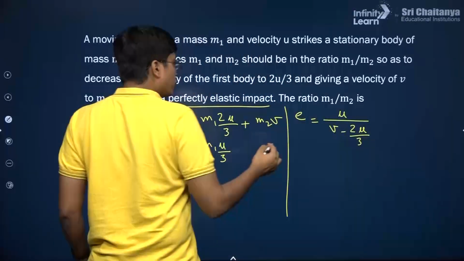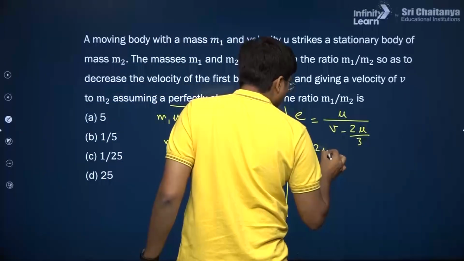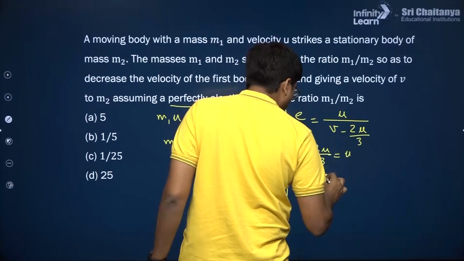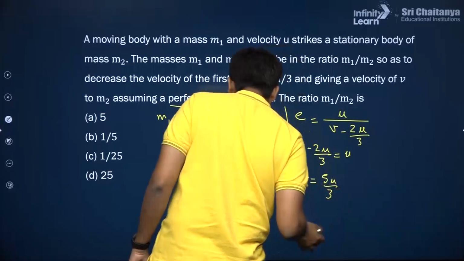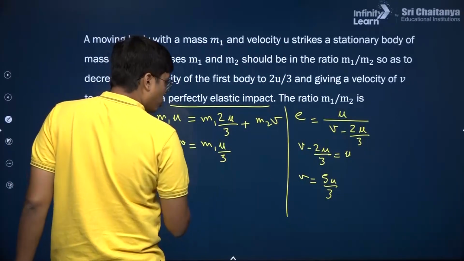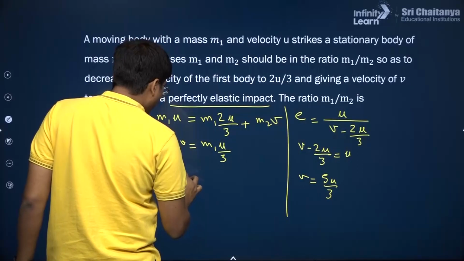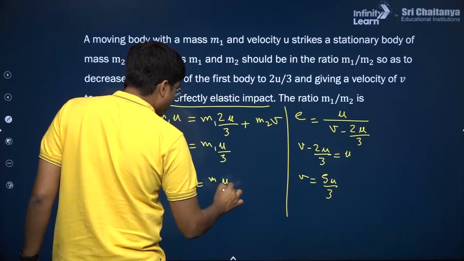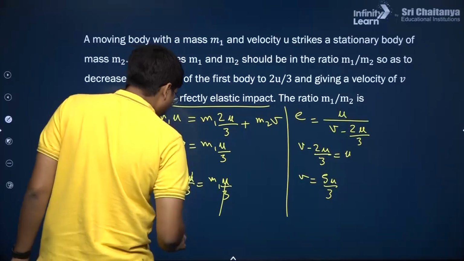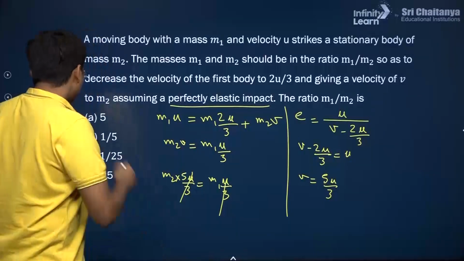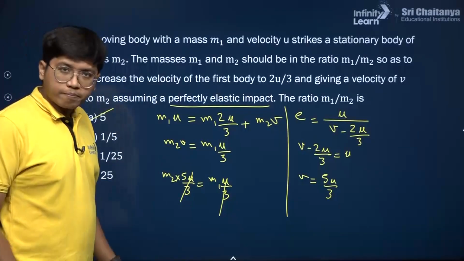Now, it's a perfectly elastic impact, which means E, the coefficient of restitution, is 1. If you put 1 here, you will get v minus 2u by 3 is equal to u. So, your v will be equal to 5u by 3. Let's put that in here. If you do that, you will get m2 into 5u by 3 is equal to m1u by 3. Cancel out u by 3 from both sides. You have m1 by m2 is equal to 5. So, correct option is option A.